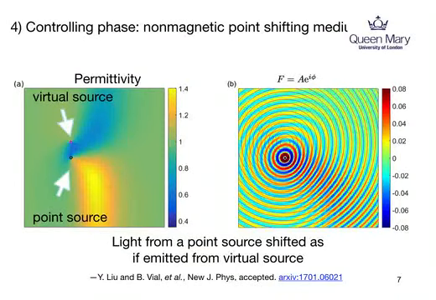The fourth example is still about controlling phase, but here it's a non-magnetic point shifting media. In figure A, we design such a permittivity. If we put a point source at the black circle, the media will deceive the observer at the far end to believe that it is the virtual source at the purple circle that is emitting, although it's not true.